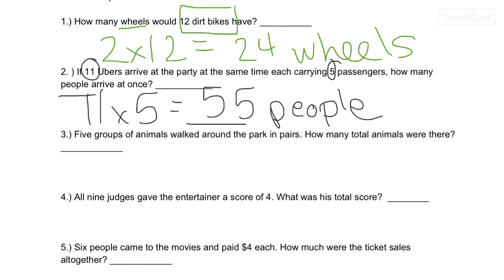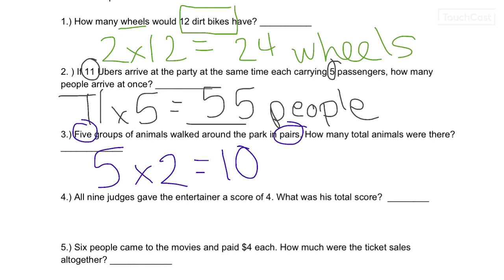Number 3, 5 groups of animals walked around the park in pairs. Pairs tells me a number. How many total animals were there? So we have 5 groups. How much was a pair again? Well, I have a pair of feet. I have 2 feet. So 5 times 2, 5, 10. 10 what? What are we solving for? How many total animals?